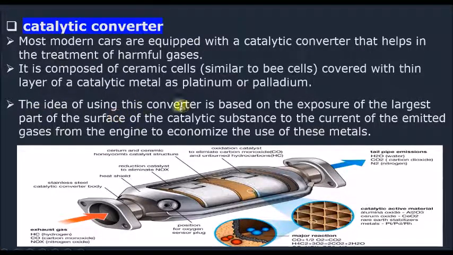The idea of using this converter based on exposing largest part of the surface. احنا عاملينهم بشكل البي cells علشان يبقى عندهم largest surface area، علشان يقدروا يعملوا consuming the large amount of gases. طب احنا ليه عاملينهم بالشكل ده؟ to economize the use of these metals. عاملين large surface area وحاطين thin layer علشان نستخدم الكاتاليتيك metals دي اللي هي البلاتينم والبلاديوم ب very small amount because they are very expensive.